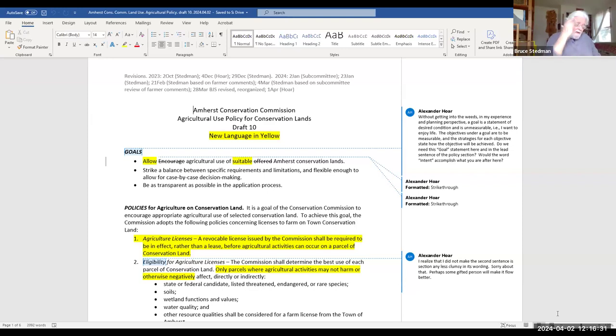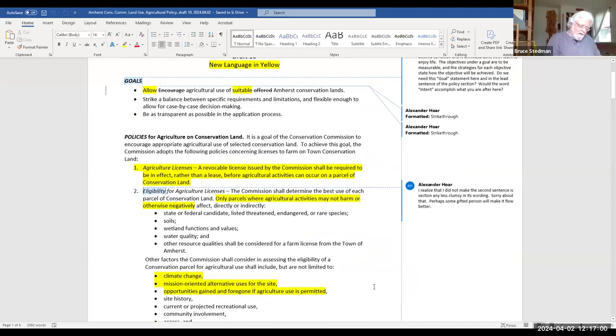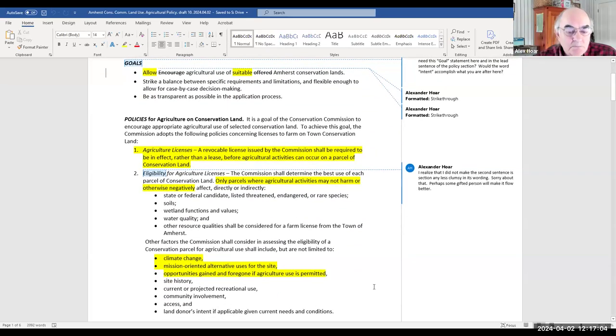Okay, so Alex also added the thing about the licenses, really explaining why it's a license, which seemed good. And any concerns about leaving that the way it is, and number one, under policies? It's fine. Number two, I think this is a revised sentence, but in any case, I wanted you to read it. Well, it's been reformatted. Yeah. Okay. Then I put these in bullets because the sentences were getting kind of long. One of us has added climate change, mission-oriented alternative uses, opportunities gained or foregone as aspects that the commission would consider.